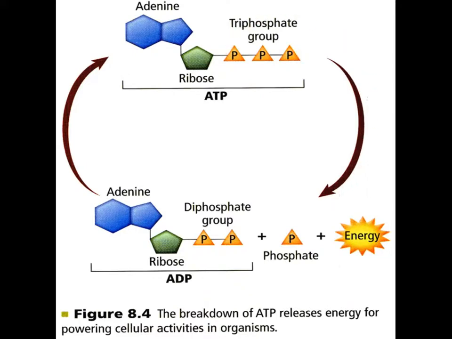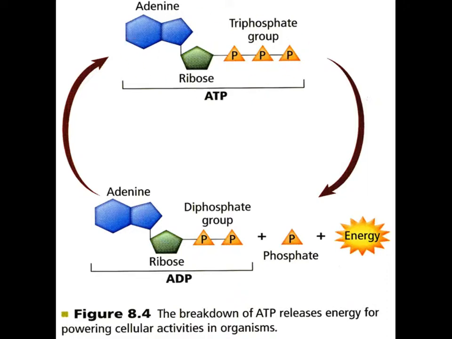If it breaks down, if one of these phosphates comes off of it, well, you're going to have ADP, adenosine diphosphate, plus that free phosphate that's now off by itself, and energy gets released, and that energy can be used to allow the cell to do certain things. Now notice that there's also this arrow going up. What's up with that?